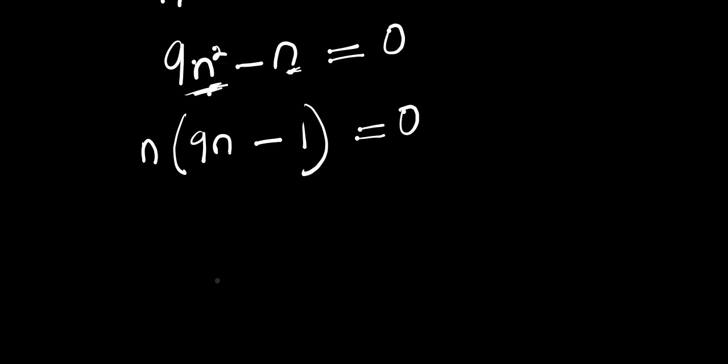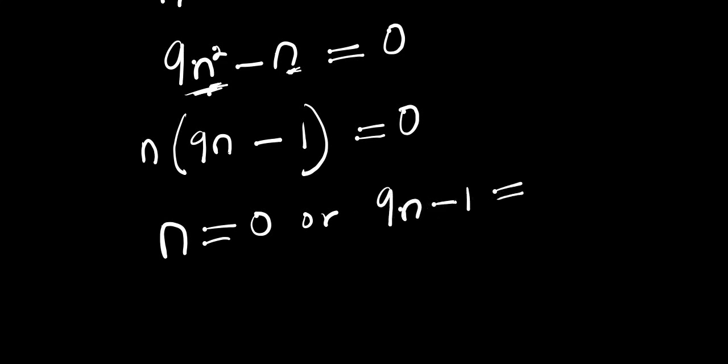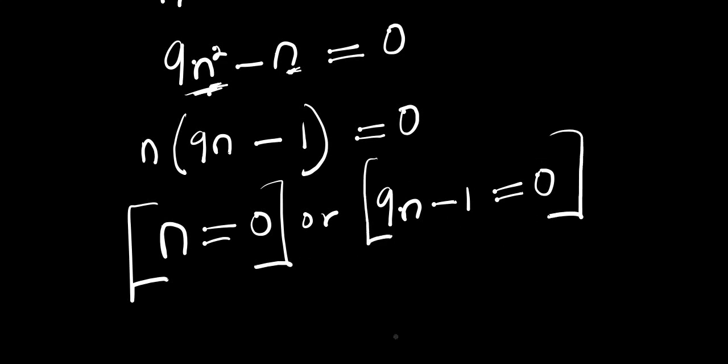So the next thing we are going to do is, since it's a quadratic equation, we are expecting to have 2 different solutions. So let's equate the first one to 0. That means n equals 0, or we have 9n minus 1 equals 0. Now, this is certain. This becomes one of the solutions, n equals 0. Now, we need to solve this to find the other solution. That means we are going to have 9n minus 1 equals 0. We can decide to move this down here.